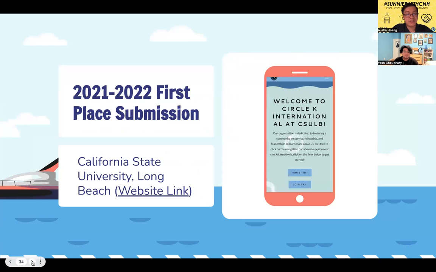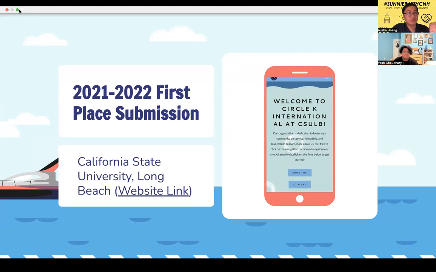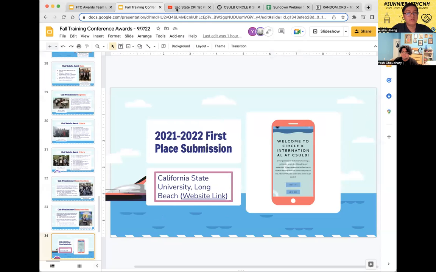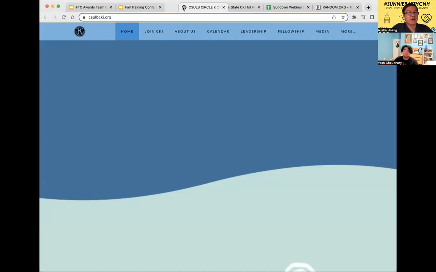And so we'll actually look at last year's first place submission, CSU Long Beach, and I'll just do a brief tour of it so you can all get an idea of what a club website would look like in regards to the award criteria.